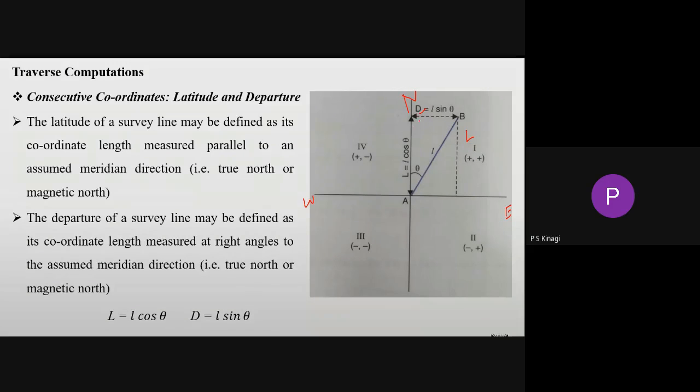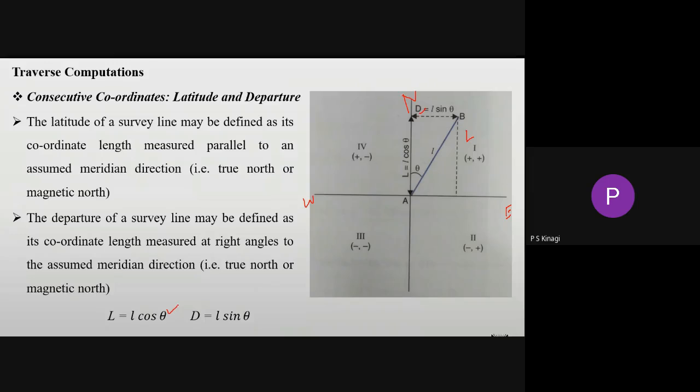Just observe here. This is one of the triangles. Our theta is here, from the north with respect to the line. This is the opposite side and this one is the adjacent side. We know the length of AB here. This is our departure value, and from here to here is our latitude value. So applying the trigonometric relations, departure D is equal to small l into sin theta, and latitude L is equal to small l into cos theta.